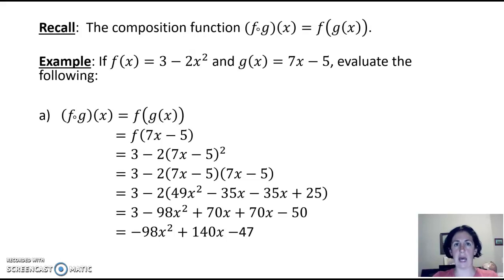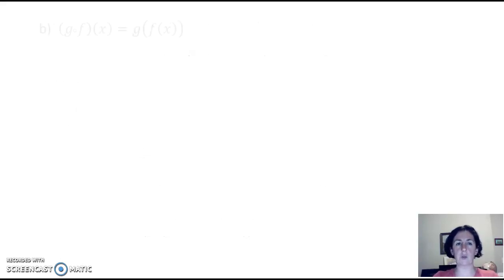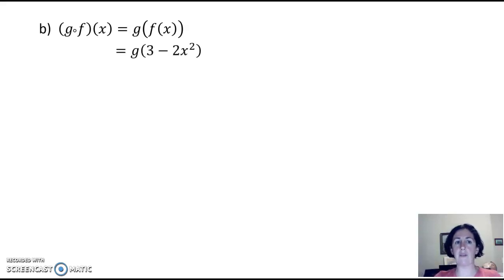Now what if we switch that? What if instead of doing f composed with g of x, we did g composed with f of x? So into g, I'm going to stick the entire f function. So this is going to be g at f of x. Well, remember that f of x was 3 minus 2x squared. So into g, I'm going to put that entire 3 minus 2x squared.